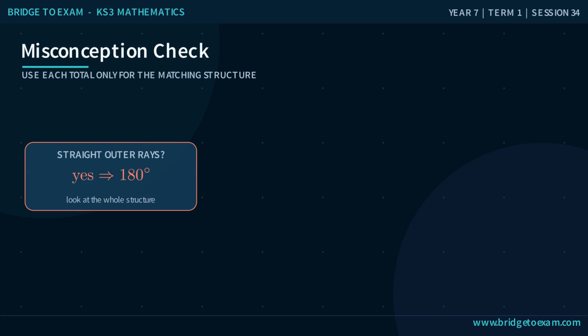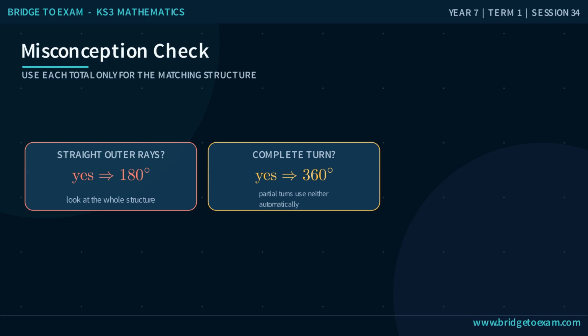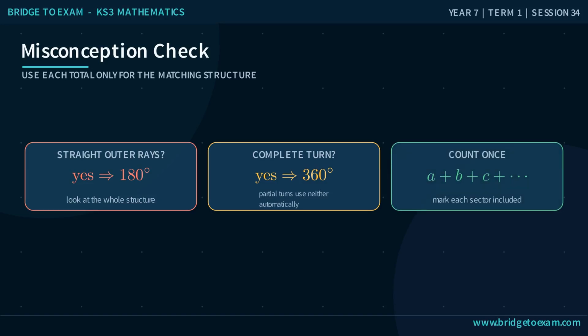Don't use 180 unless the outer rays form a straight line. Don't use 360 for only part of a turn. The angles must surround the point completely. And don't omit an angle or count one twice. Mark each sector as you include it.